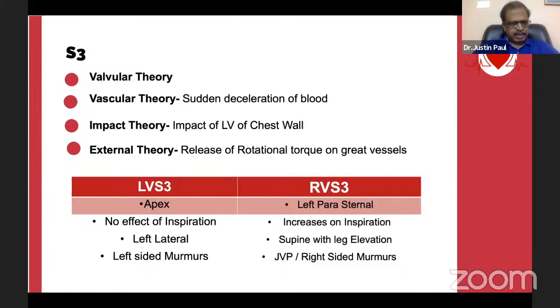When the patient sits up from 45-degree position, the JVP will remain. So how to explain this? Somebody would like to take this answer? Something we have been teaching you from the MBBS days.